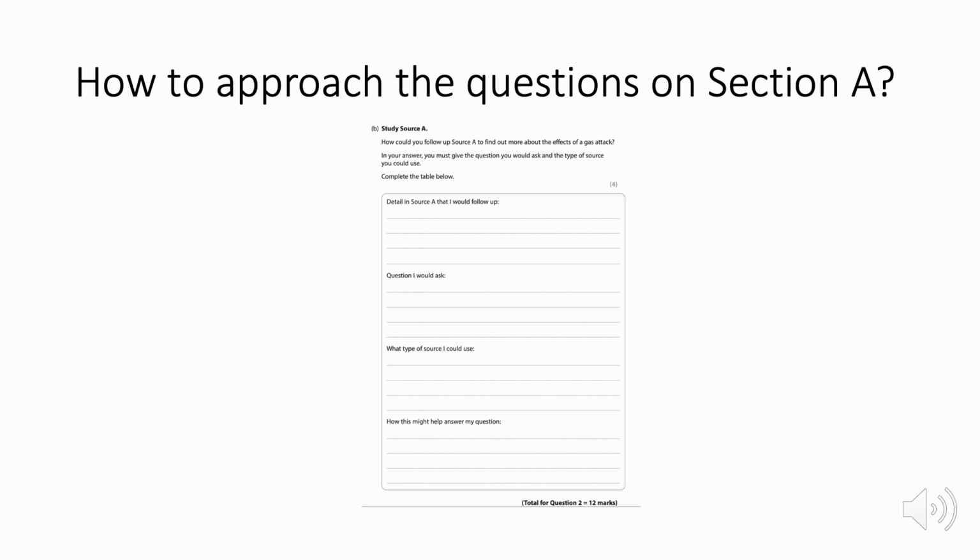So those first two questions are linked. If you don't do the first bit right, so if you don't do detail and source A, then you can't get the second mark. All right. So you can very easily lose a lot of marks on this question.